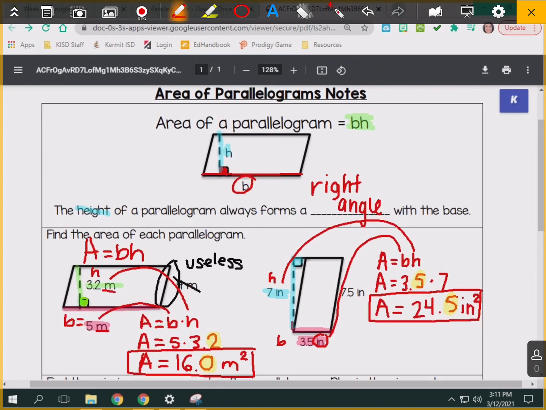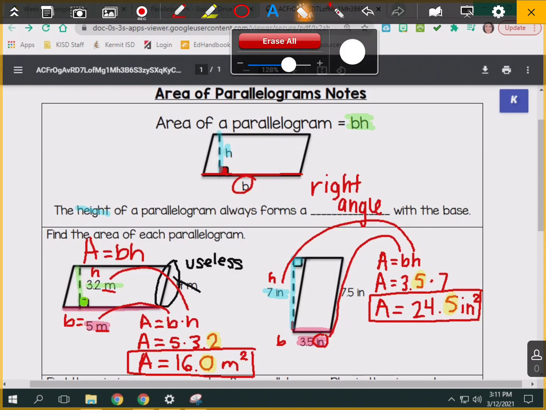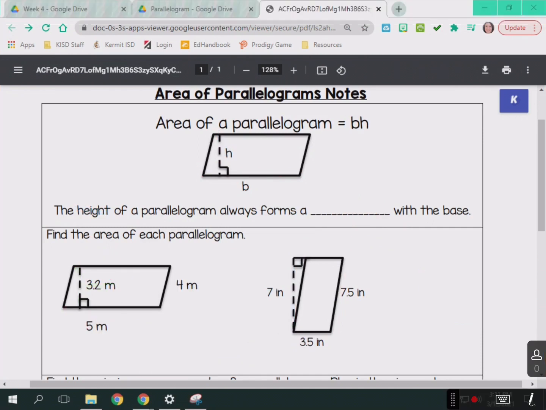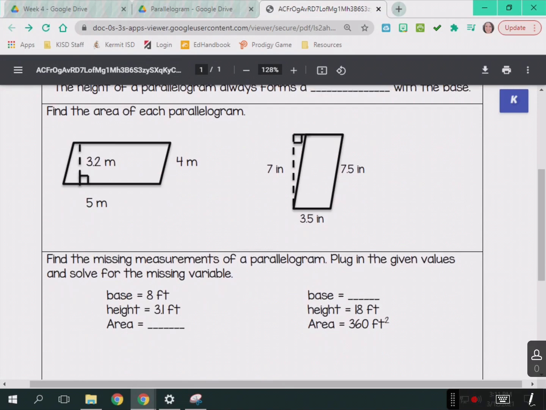This next section is going to bring us to just not having the picture, but giving us the information that we need in order to solve these pieces. Oops. So we're going to scroll on down.